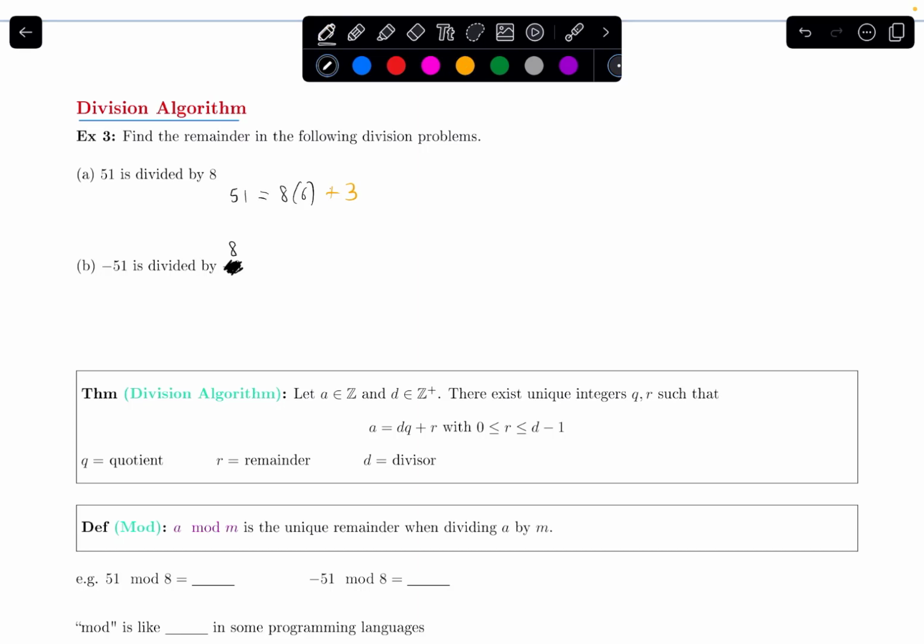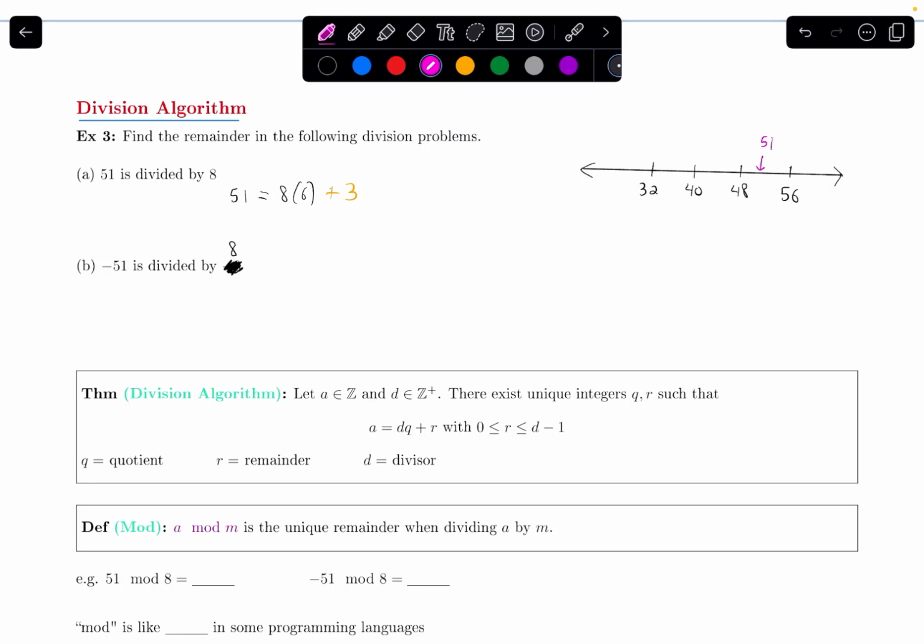I can also think about this visually on a number line, where if I'm dividing by 8, I want to count in multiples of 8 until I get really close to 51. So I know 8 times 4 is 32, 8 times 5 is 40, 8 times 6 is 48, and now I'm pretty close. If I go 8 times 7, that's 56, and that's too big. So the number we are interested in, 51, is here.